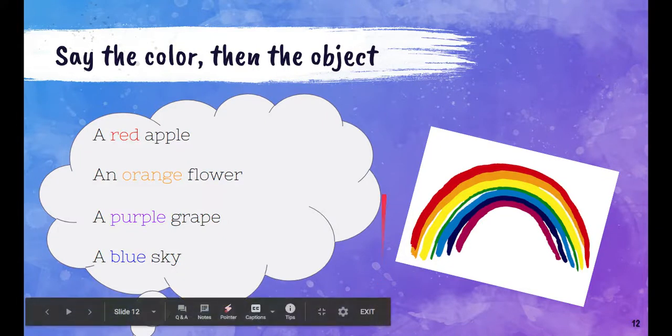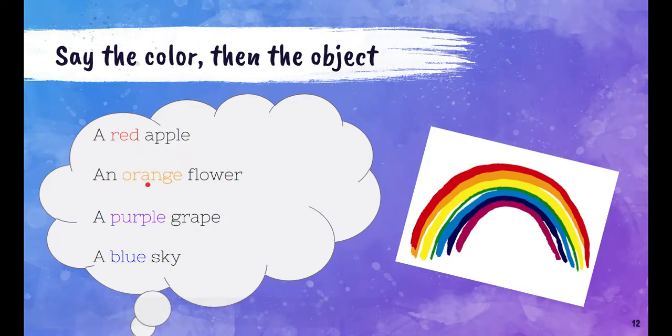Say the color, then the object. A color is an adjective. It describes a noun. A noun is a person, place, or thing. We have lots of things here.